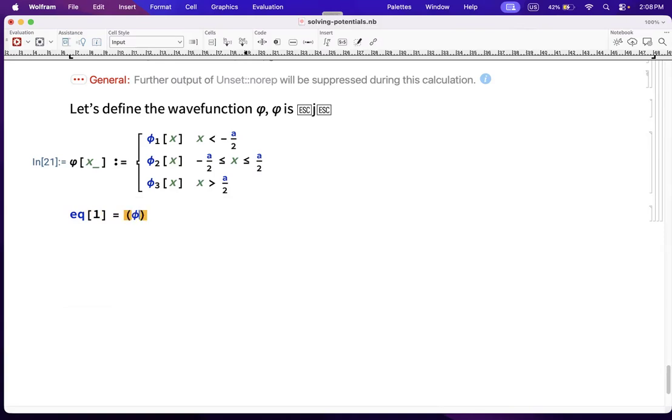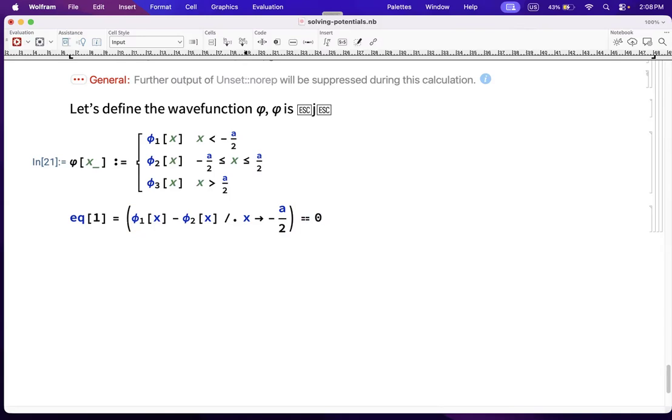Phi 1 of x, minus phi 2 of x, replacing this x with minus a over 2, see? This has to be equal to 0. Equation 1. Okay.